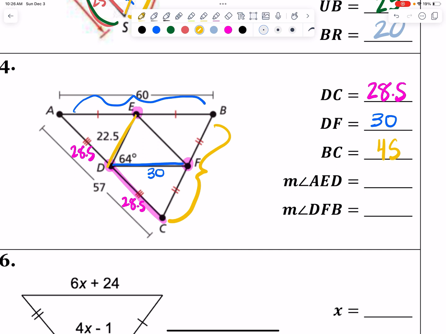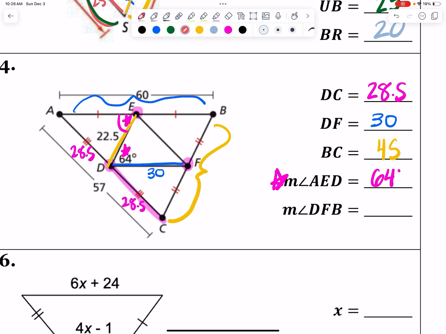Then it asked me for some angles again. How do I find the measure of angle AED, which is this angle right here? I noticed that I see a 64 degree angle here. So what is the relationship between those? Those are alternate interior, and so those angles will be congruent. That will also be 64 degrees since those two blue lines are parallel.